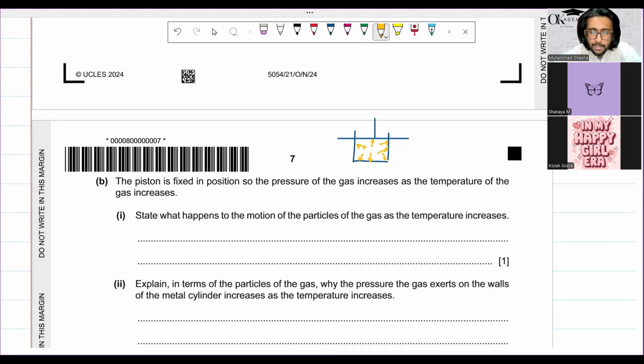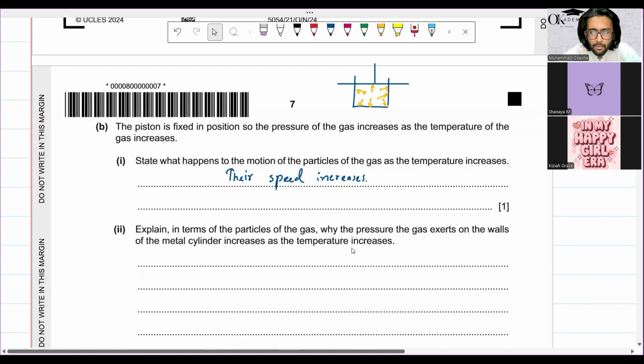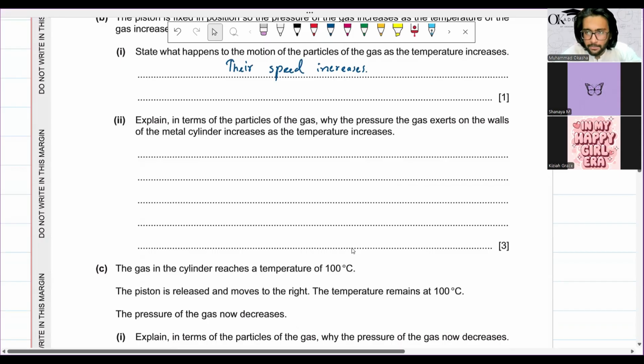State what happens to the motion of the particles as the temperature increases. What do you think happens? The average speed of the particles increases. So their speed increases. We can also say their average speed increases because on average the particles are now moving faster than before, since they've gained energy, right? Next, explain in terms of the particles of the gas why the pressure the gas exerts on the walls of the metal cylinder increases as the temperature increases.